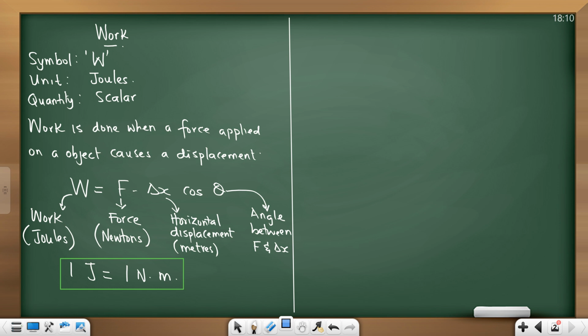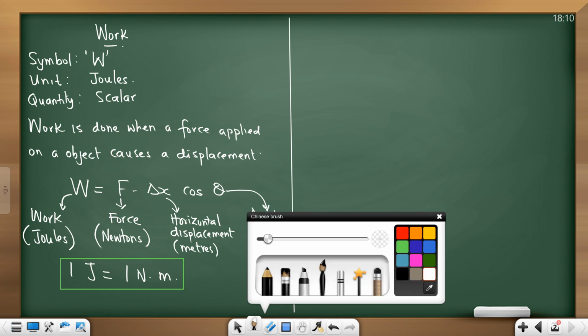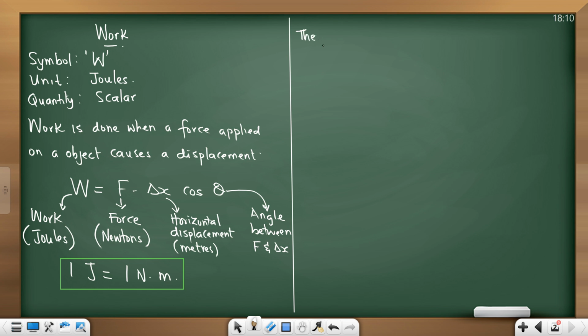Now we are going to look at all of these variables one after the other. Please follow through. This is the introduction. We are going to look at these variables one after the other, work being the last one. Or let's start with work. Let's look at the variable of work. There are three types of work done.